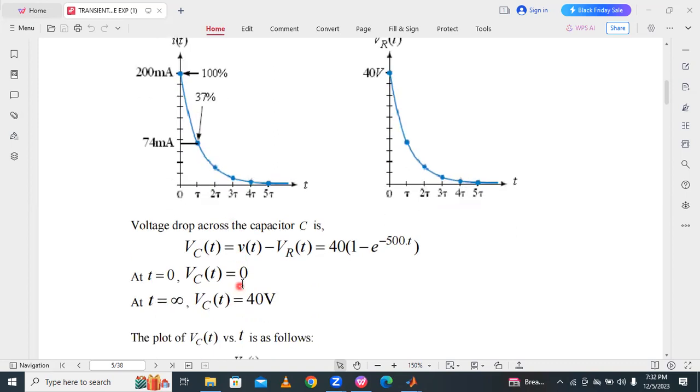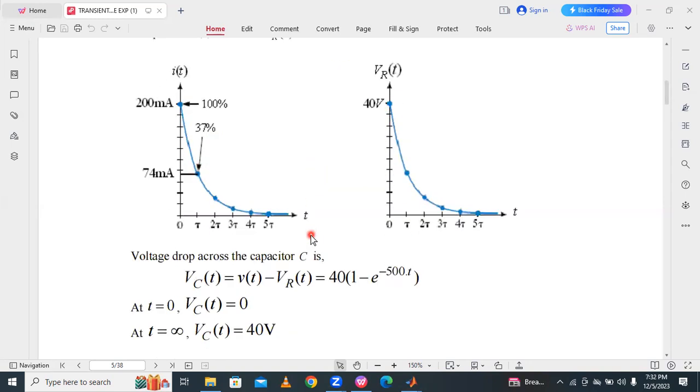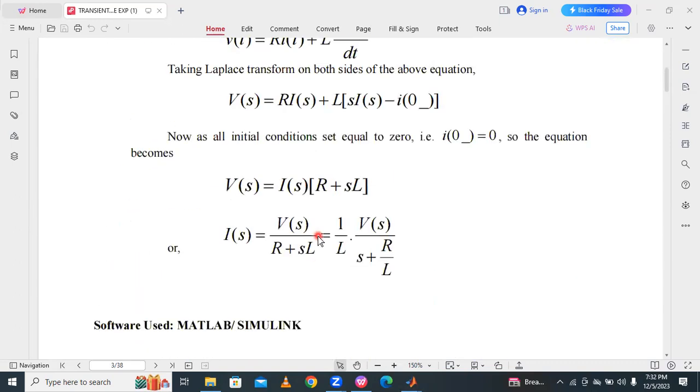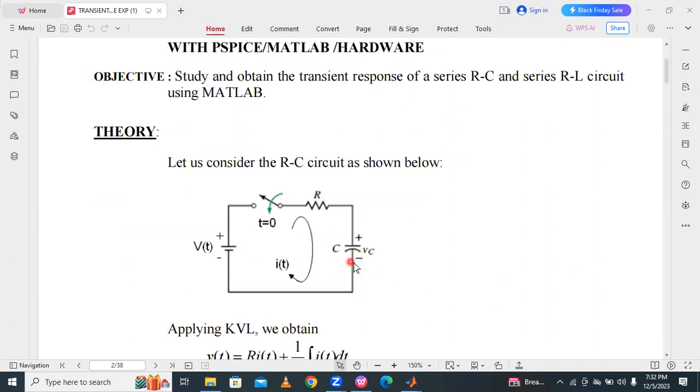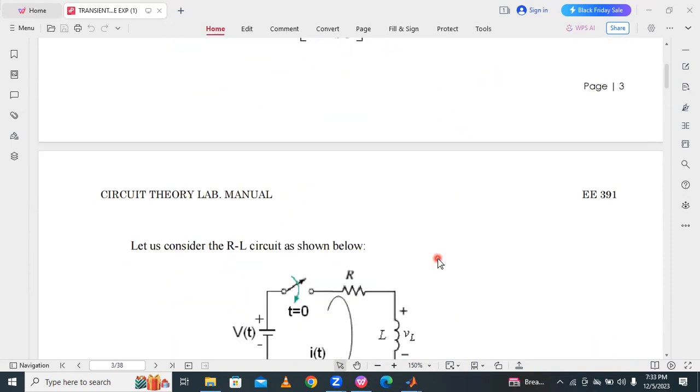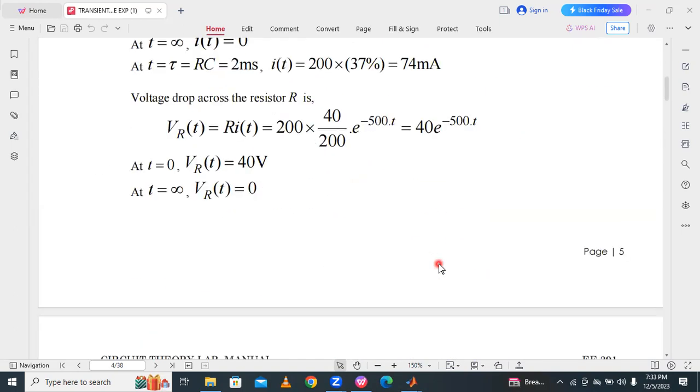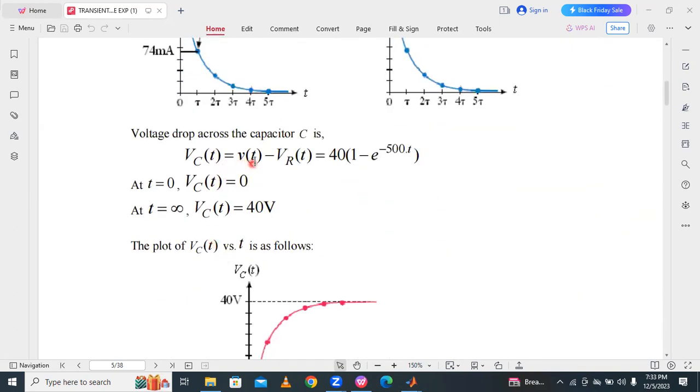Then the voltage drop across the capacitor C is nothing but the supply voltage minus the voltage drop across the resistor. In an RC circuit, what is the voltage across this? The voltage across this, VC of t, is nothing but V of t minus VR of t. The source voltage minus the voltage across the resistor is the voltage across the capacitor. This drop is VC of t. So we get this expression: VC of t is equal to V of t minus VR of t.